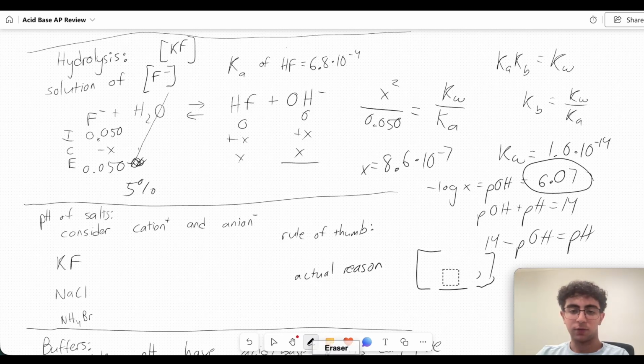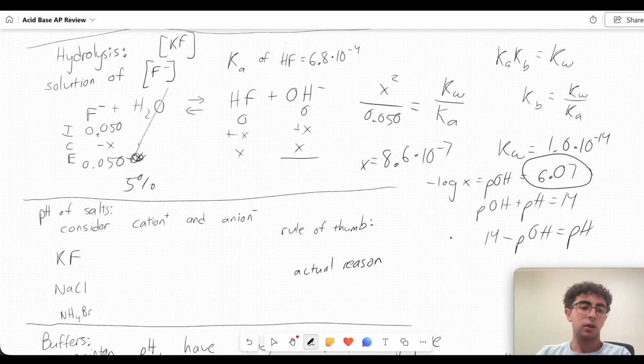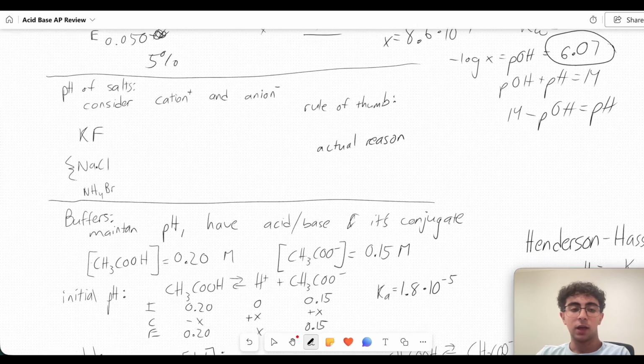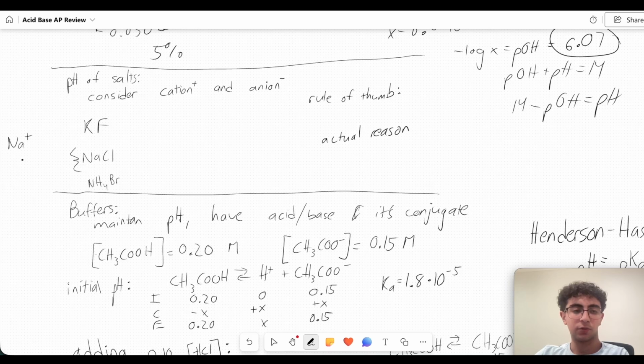Moving on to pH of salts. So this is a conceptual type of problem where they'll give you a salt and they'll ask, what's the pH of it? Is it acidic, basic, or 7? So let's start off with NaCl. Na plus comes from NaOH, a strong base, and Cl minus comes from HCl, which is a strong acid. So if the two things in the salt come from a strong acid and a strong base, then its pH is going to be 7, neutral.